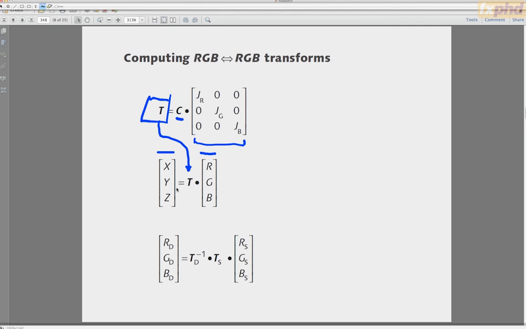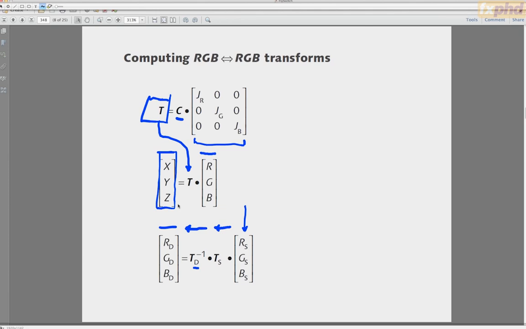I'm sorry, there's only one flavor of XYZ. Take that back. So we can come into this sort of standard canonical form of XYZ. And now if we want to map into a different flavor of RGB, all we do is take the source RGB, map it to big XYZ, and then map that through the inverse of a second T matrix for the destination. That forms the destination RGB.